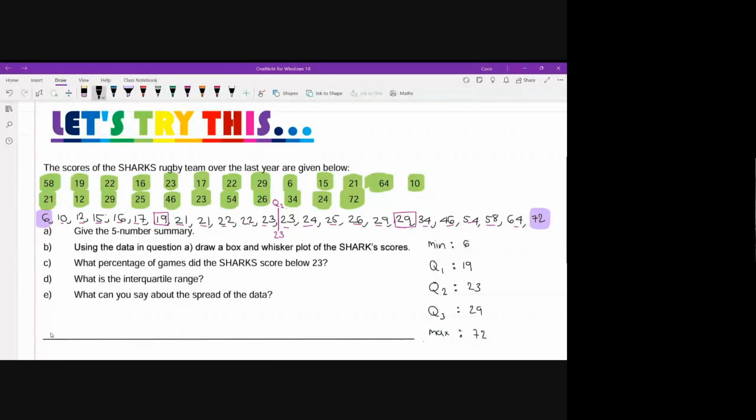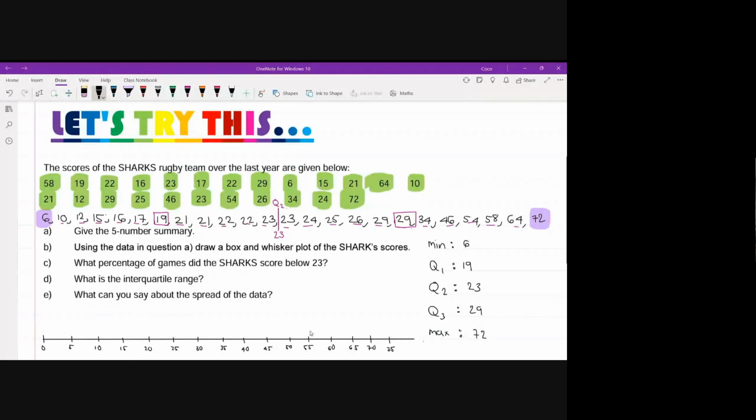If I have 6 over there, I'm going to start this at 0. And I'm going to try and split this in equal parts: 5, 10, 15, 20, 25, 30, 35, 40, 45, 50, 55, 60, 65, 70, and because my highest number is 72, I can stop at 75. I don't have to go any further.